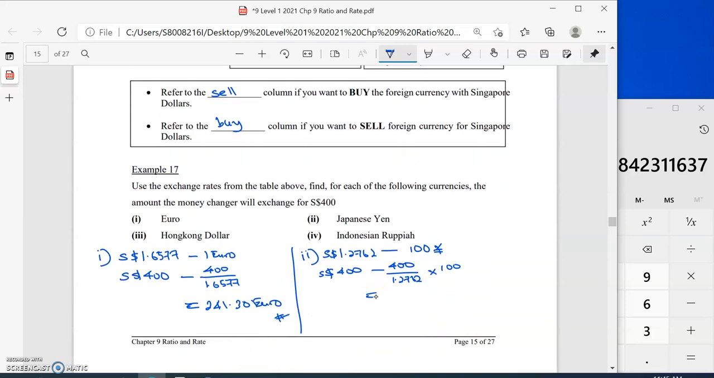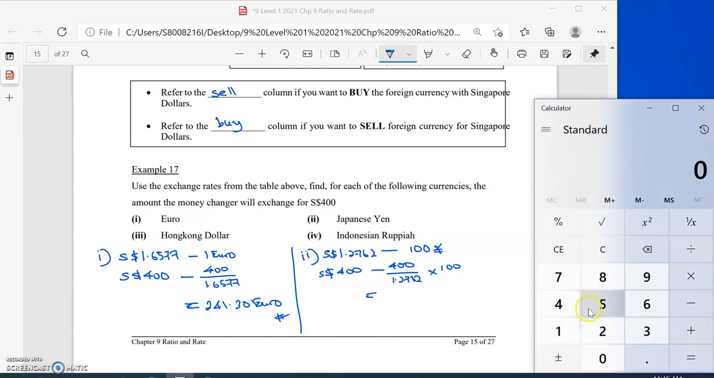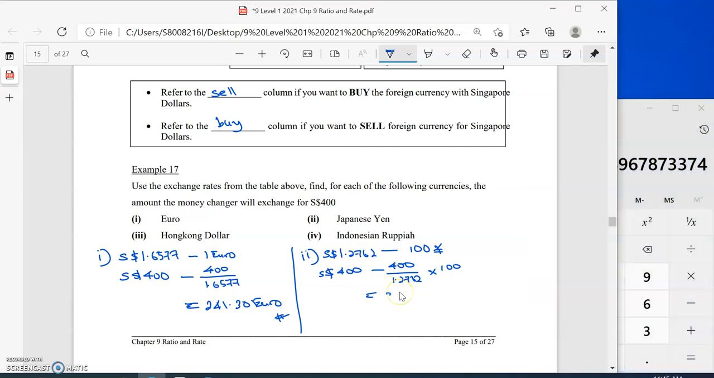And that will allow me to exchange for, let's see what I have in my figure, 400 divided by 1.2762, thereafter multiplied by 100. I will actually get 31,343.05 Japanese yen.